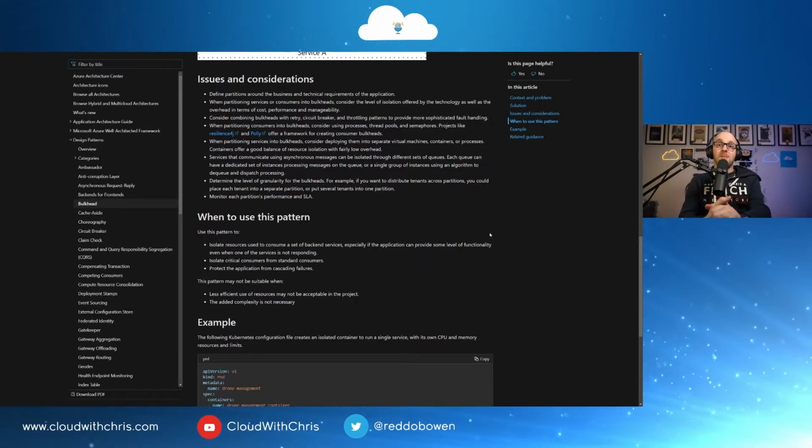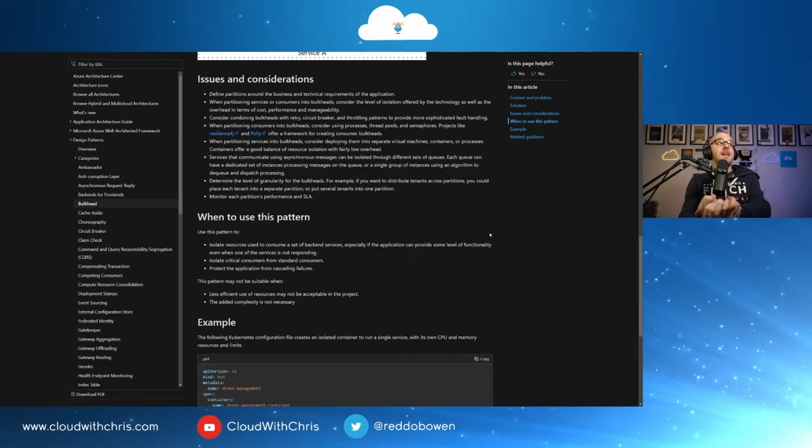If you've got something which is particularly sensitive and you don't want it to go down, that's probably a good reason to isolate that from other parts of your solution, so that you start building in some of that resilience that you're looking for. When partitioning services or consumers into bulkheads, consider the level of isolation offered by the technology, as well as the overhead in terms of cost, performance, and manageability.